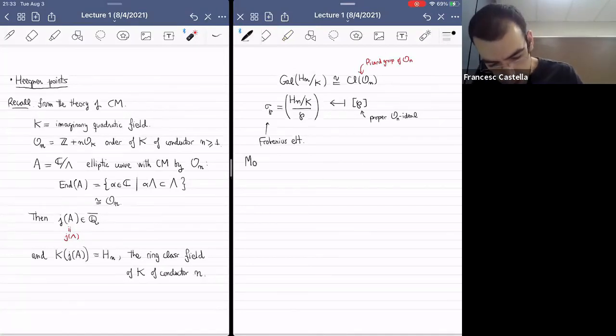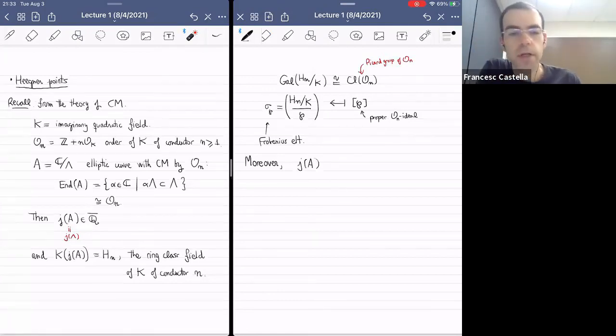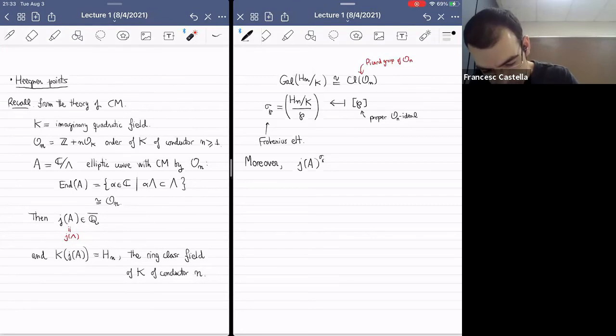And moreover, you can add here: if we look at the j-invariant of A that we had before, this is an element that belongs to this field. So this automorphism can act on that. And also part of the theory of CM is the value of this translate of j(A). What we get is another j-invariant, but now for the original lattice we had, multiplied by the inverse of this P.